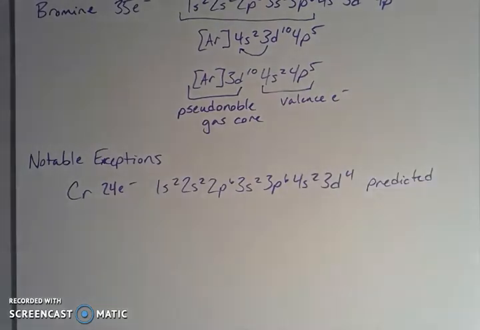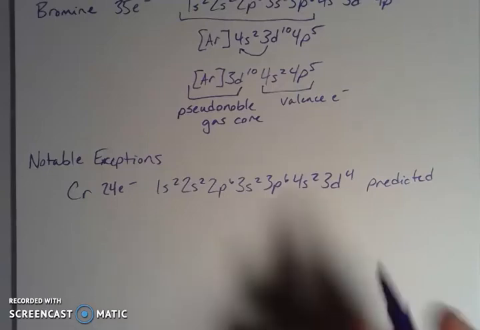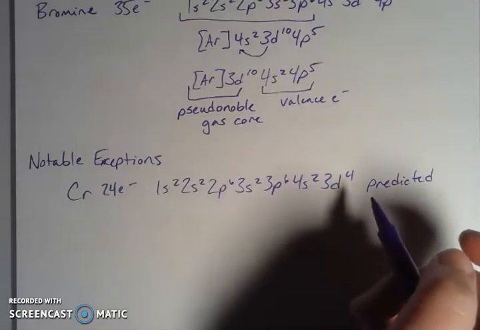This would be my predicted. Based on what we know about the Aufbau Principle, based on what we know about the periodic table, everything that we've learned so far says that this should be the predicted value. This should be the electron configuration. But it's not, because science is never simple.